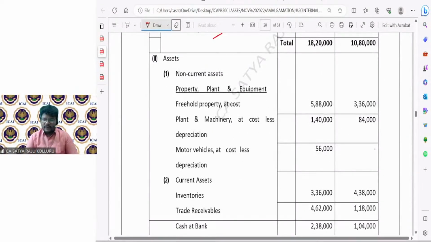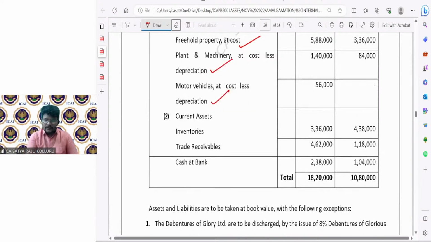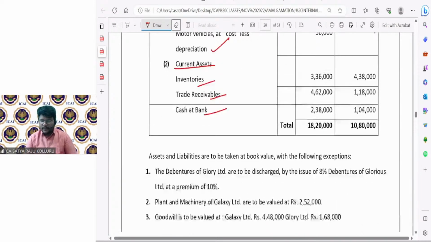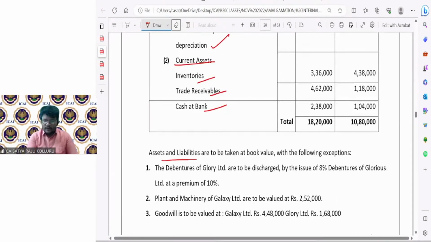Under assets, non-current assets, PPE, 3 assets are given: freehold property, plant and machinery, motor vehicles. These all are at net book value directly given. Current assets: inventory, trade receivable, cash at bank. Assets and liabilities are to be taken at book value with the following exceptions.